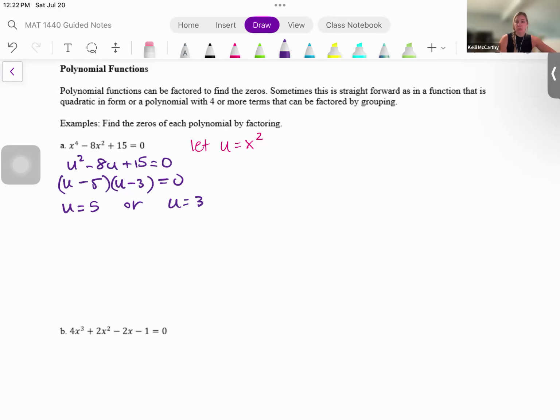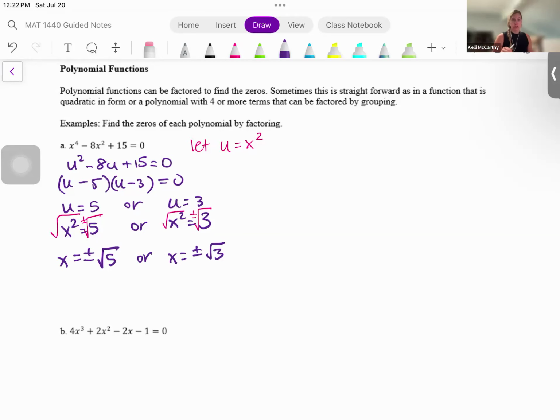And now we back substitute u is equal to x squared. So x squared equals 5, or x squared equals 3. To isolate the x in each of these, we're going to take the square root, remembering to add plus or minus when we take the square root to solve for a variable. So this gives us x equals plus or minus the square root of 5. Same for our other equation, taking the square root of both sides, adding plus or minus. We get x is equal to plus or minus the square root of 3. So this polynomial has 4 zeros, which we could also represent as ordered pairs.